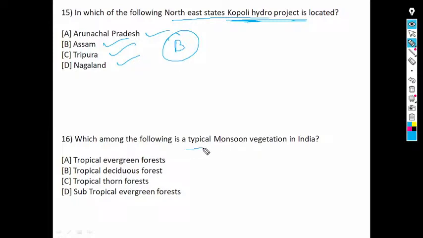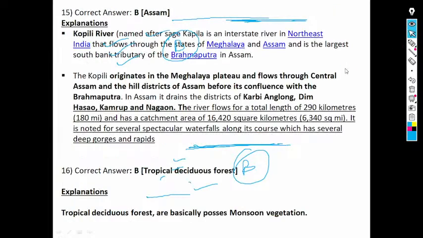Next, which among the following is a typical monsoon vegetation in India? Tropical evergreen, tropical deciduous, tropical thorn forest and subtropical evergreen forest. Which one is the typical monsoon vegetation in India? It is B, that is tropical deciduous forest.